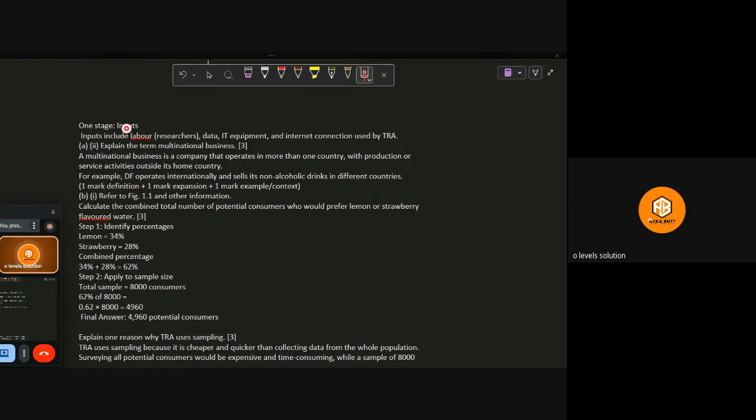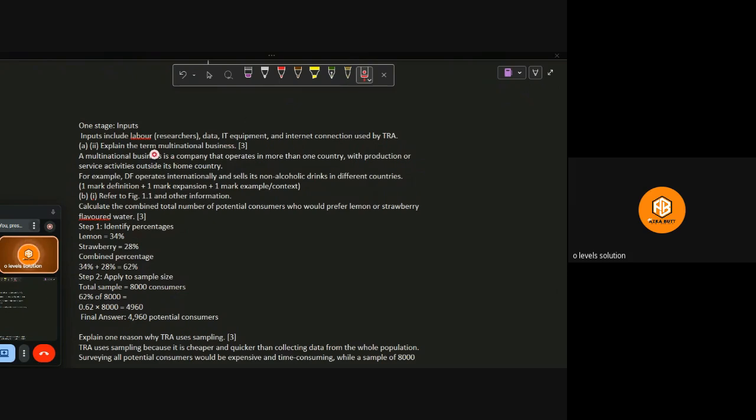As I told you, in the transformation process we convert the input into the output. So it means that one stage of the transformation process is inputs. Basically we just need to identify it, but I wrote down what is included in the inputs. In the inputs, the labor is included: the researchers who are collecting data, IT equipment and internet connection. With the usage of all these things, what are they creating? The output is the research data.